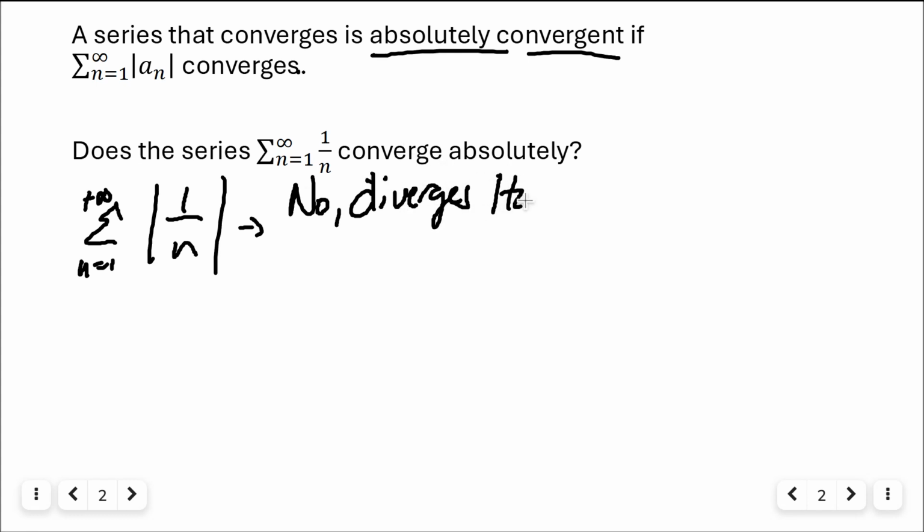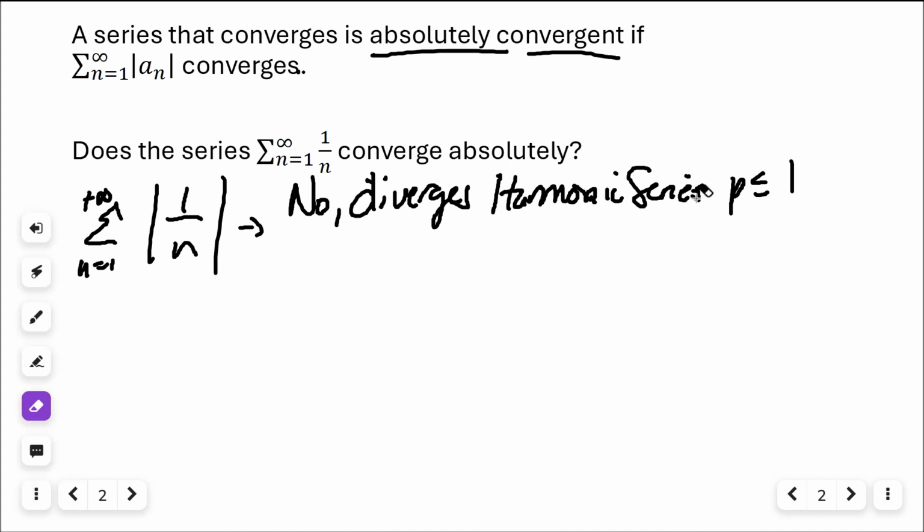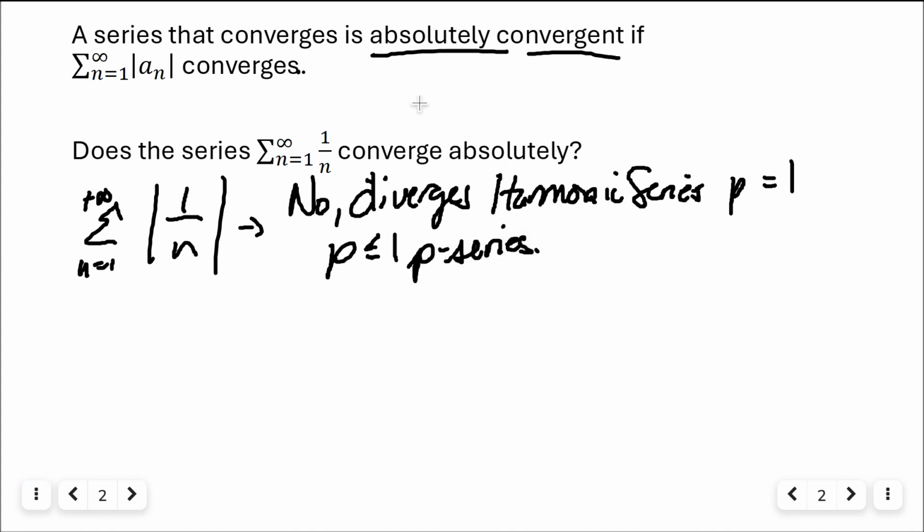This series is the harmonic series. It's a p series, right? Well, p is equal to 1 on this. It's the harmonic series, and it's a p series with p less than or equal to 1, so it diverges. If it diverges, it can't be absolutely convergent. Okay? All right. So that's it for that one. So we're going somewhere with this. Let's take a look at the next slide and see how it's going to relate.